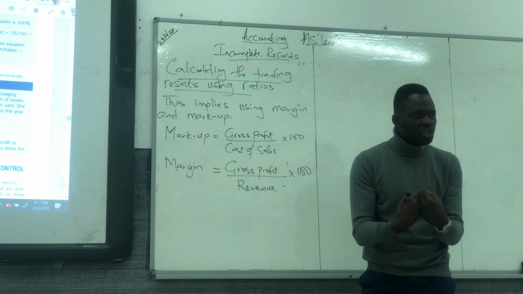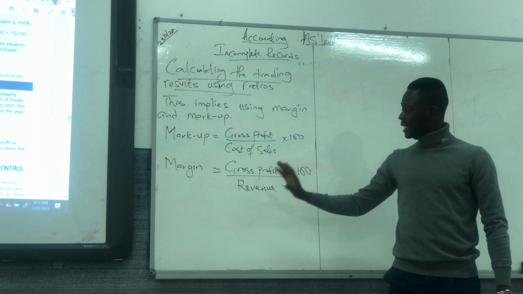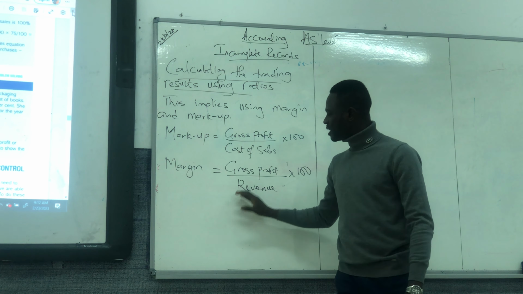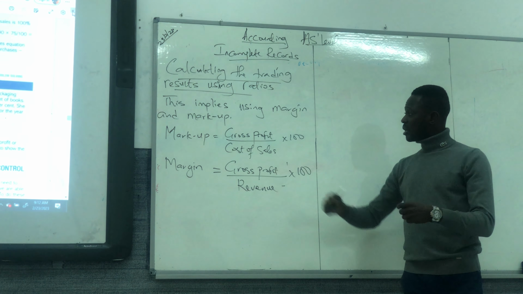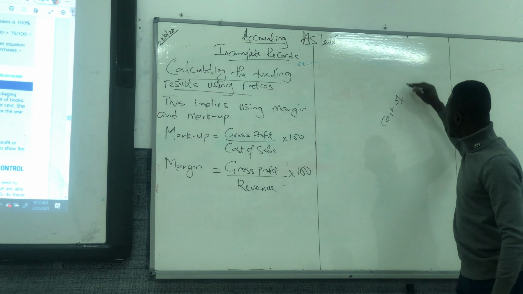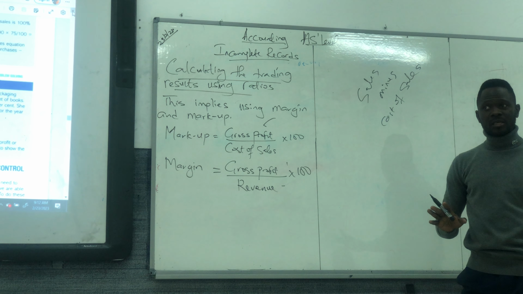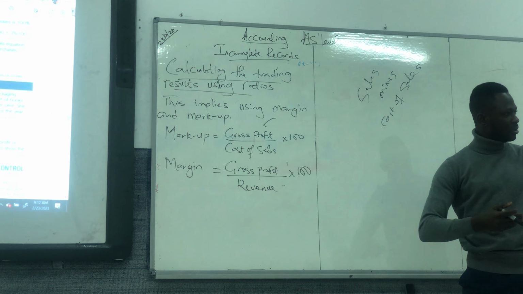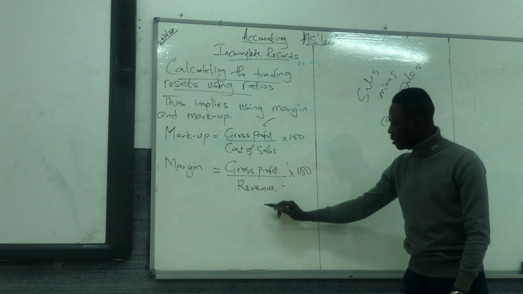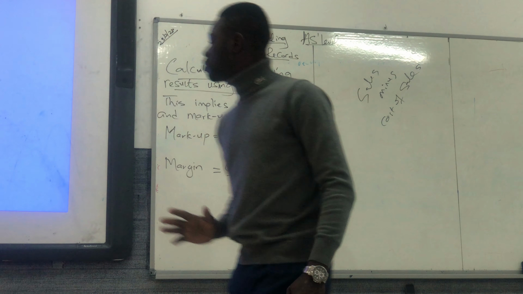For markup, it is an increase in the percentage of your gross profit and your cost of sales. For margin, it is based on what? The gross profit and revenue. How do we get our gross profit? Remember, gross profit is sales minus cost of sales. This is how we get gross profit, right? Do we still remember that place in the profit or loss account? Then revenue is just the amount of money we make from selling.